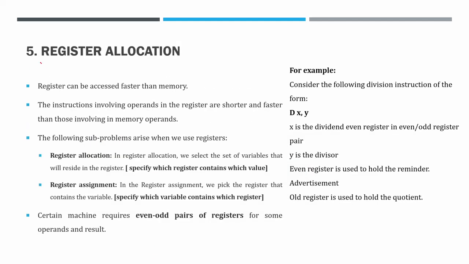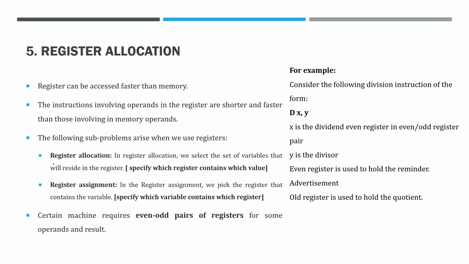And here is register allocation. Registers can be accessed faster than memory. So the variables that need to be frequently accessed or frequently used can be placed in the register instead of in memory. Instructions involving operands in registers are shorter and faster than those involving memory fetches. Following such problems arise when we use registers, right?